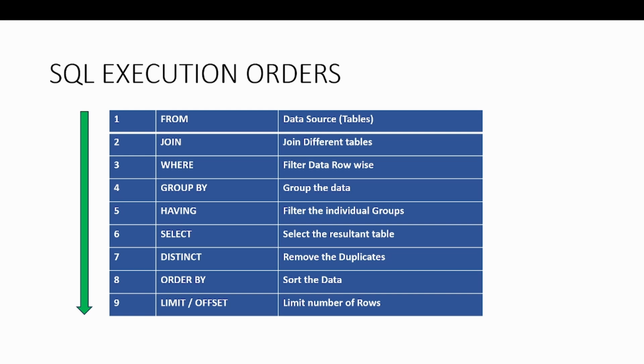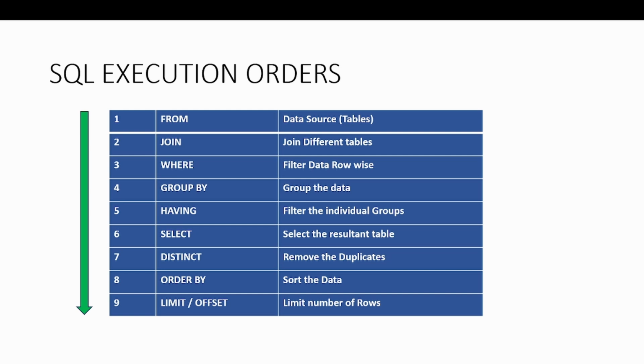So to write any SQL query, we need some data. We need some table. So that is the from clause. From clause is used to select the data source. After from clause, join clause will be executed. If we have more than 2-3 tables, then we need to join them. Then we can filter out some rows using where clause, and then we can apply group by operation, and then we can filter individual groups using having clause. After that, only we can select the data.